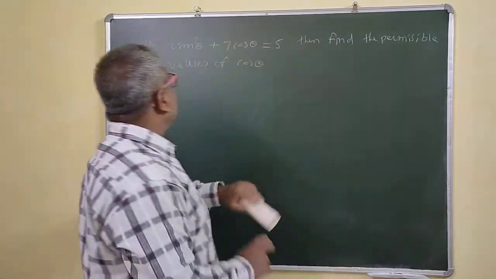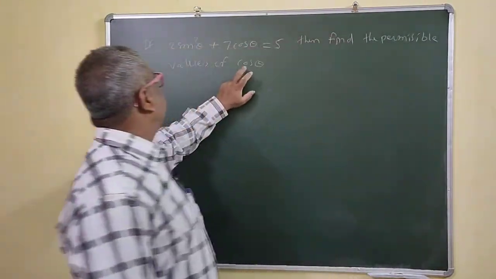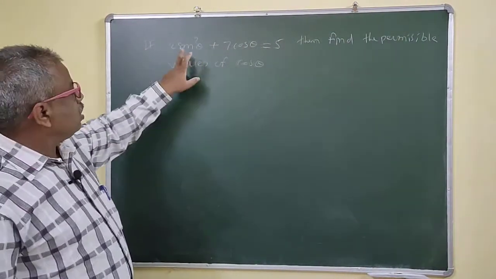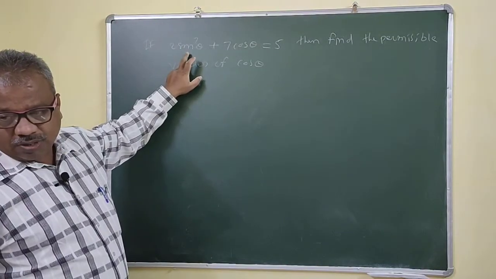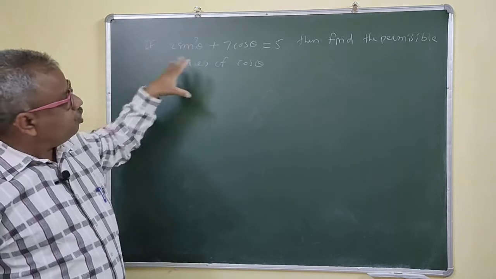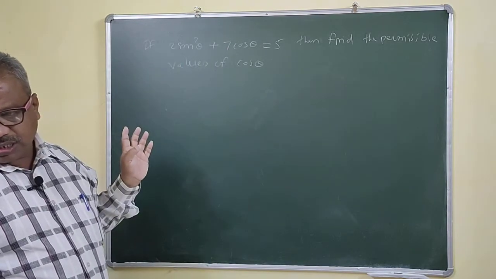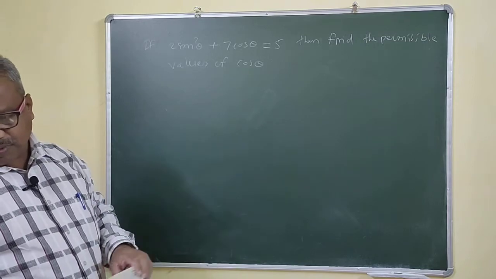So what do you want? You want to find the value of cos theta, right? So that means this is the sin square theta. Convert that sin square theta in terms of cos theta, right? And then you get the equation in terms of cos theta. We will get a quadratic equation in cos theta, and you know how to solve the quadratic equation, right?